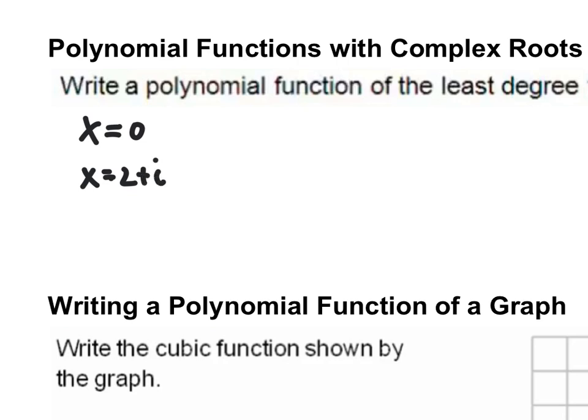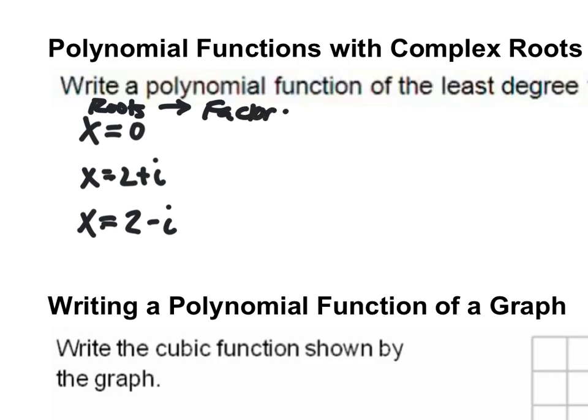So now the other thing that we need to consider here is that in addition to x equals 2 plus i, we have to have x equals 2 minus i. We have to have its conjugate. Okay, and we talked about that in the last section, that if I have a complex root or an imaginary root, we also have to have its conjugate, okay? So these are my roots, and I want to turn these into factors, okay?